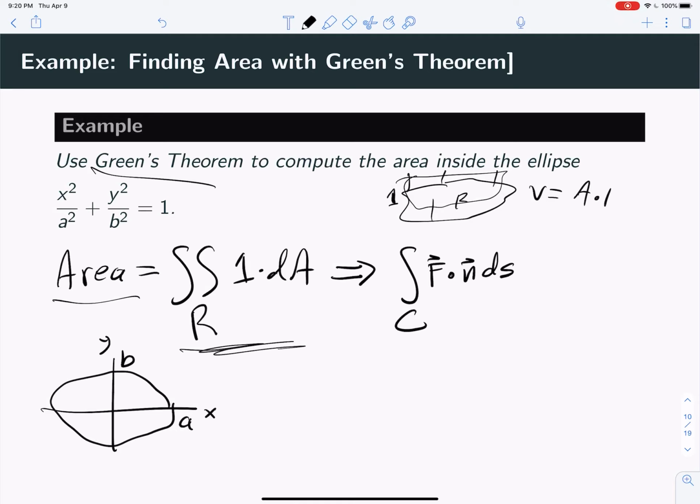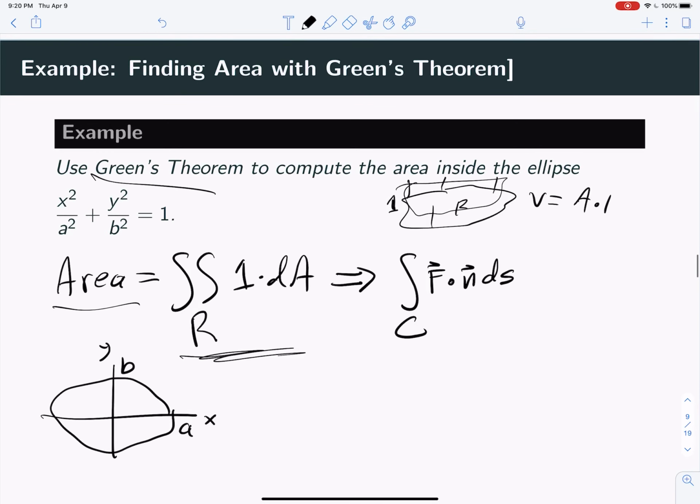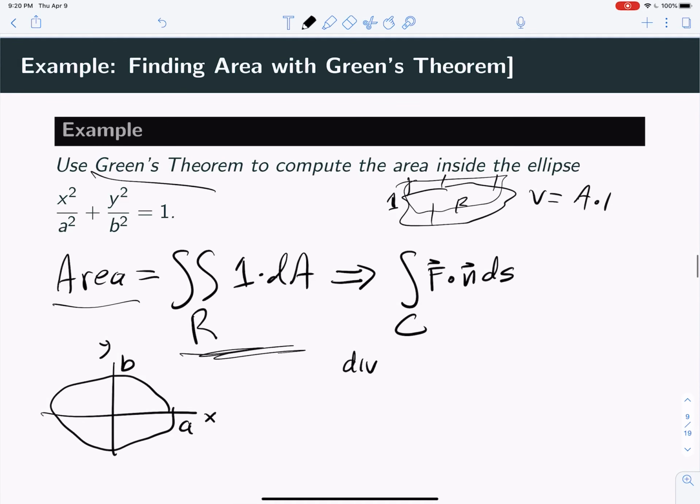But what is F? Well, remember, what Green's theorem says is the 1 should be the divergence of F. The divergence of F should equal 1 in this case. That's how this works. The divergence of the vector field should equal the function if Green's theorem is going to work. So I just need any vector field F that will have a divergence of 1.